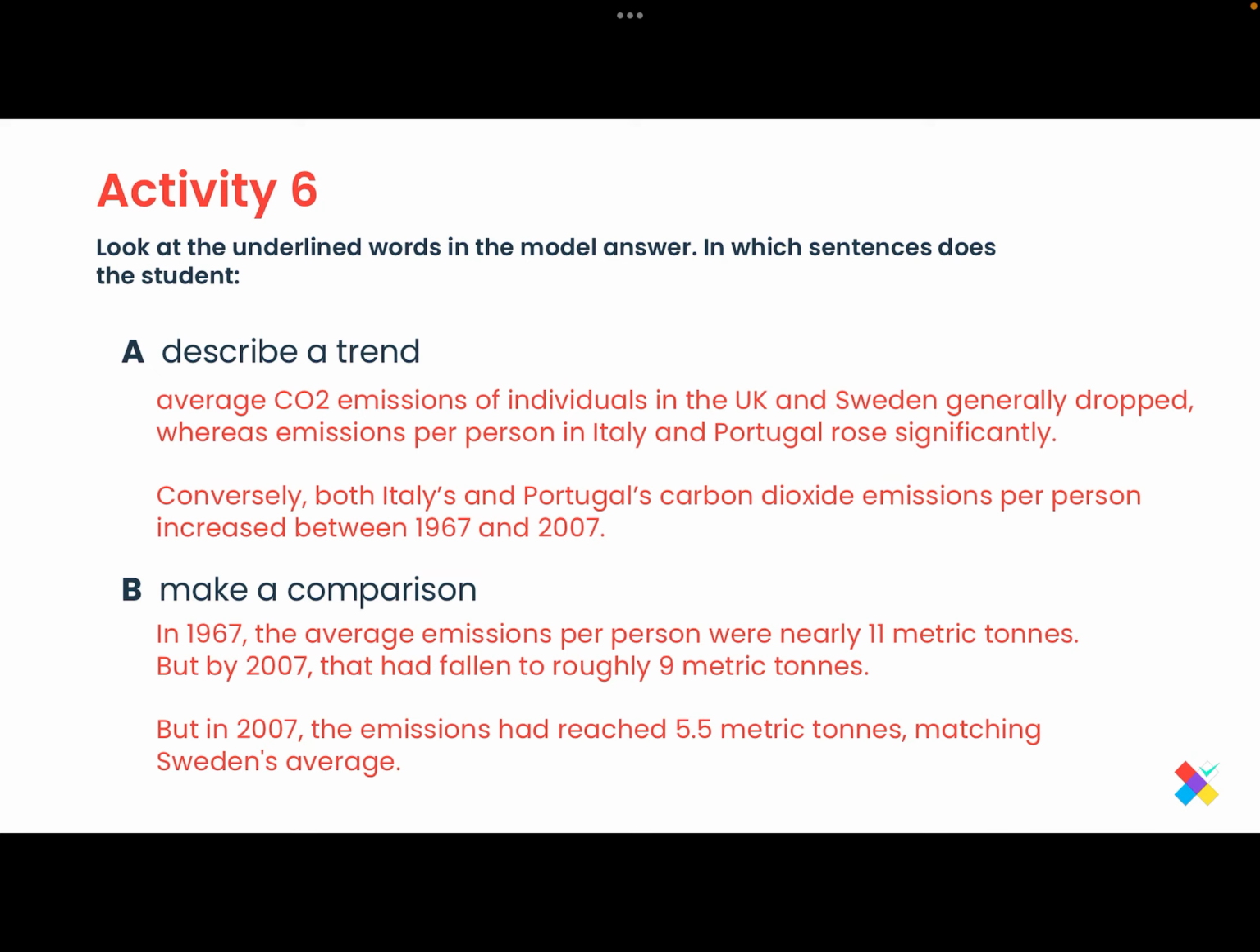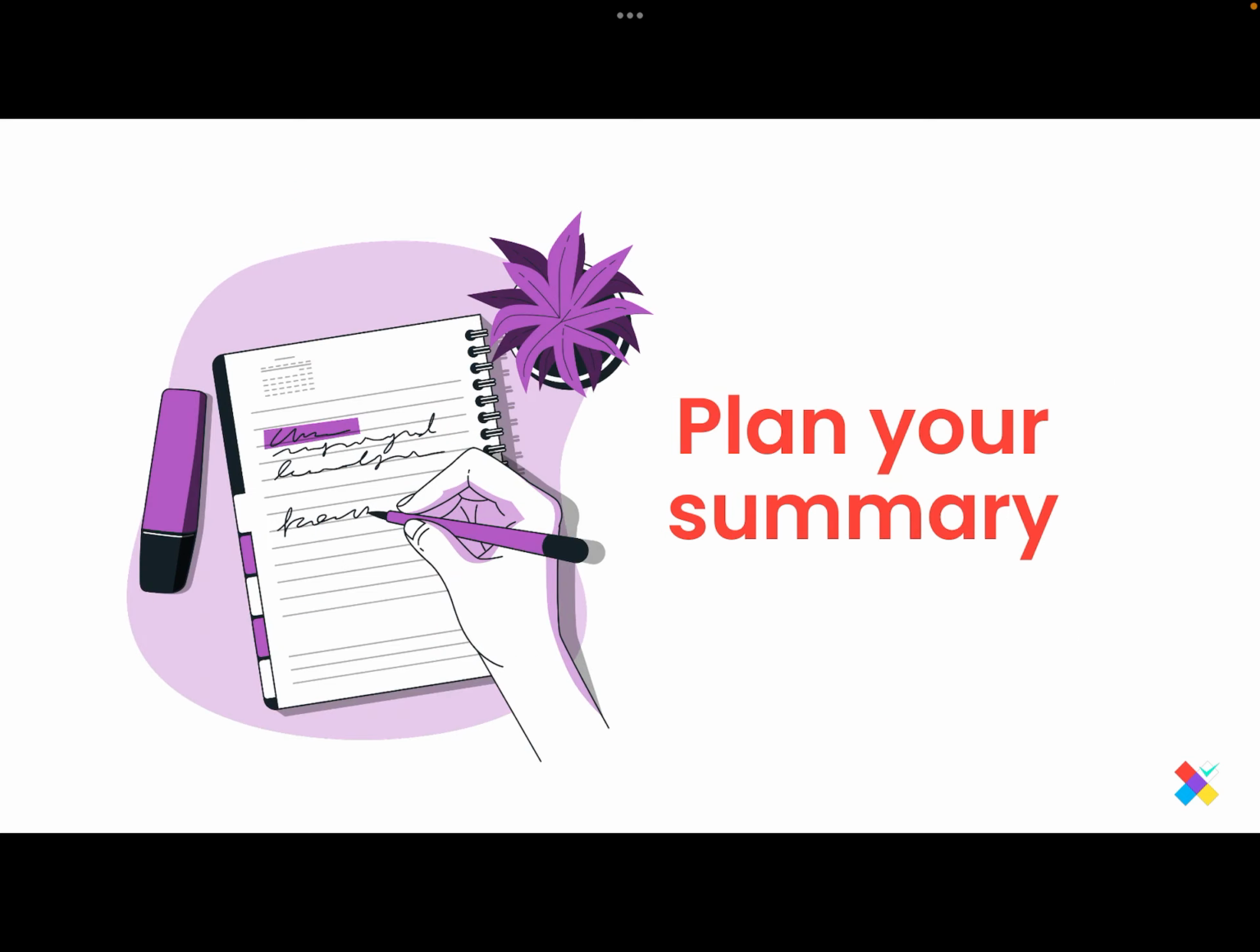Okay, so to describe a trend. When you describe a trend, you only give the highlights. You don't get into details. You don't give numbers, data. When you make a comparison, you have to give data. You have to support what you say with numbers from your visual cue. And here, just by looking at it, I have dates 1967 by 2010, and then I have roughly 9 metric tons and nearly 11 metric tons.